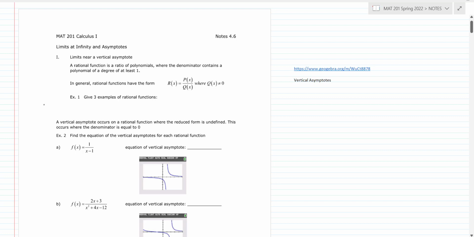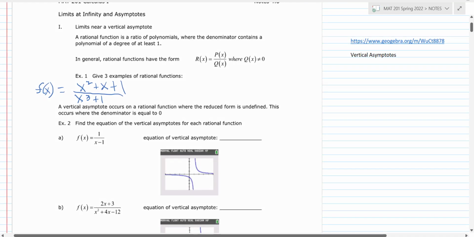So let me give you a couple of examples. F of x is equal to, all you've got to do is just put a polynomial on top. That's good. And put a polynomial on bottom. So that's a good example right there. Another example would be something like this. You could just have a number on top. A number, just by itself, is really understood to be 7x to the 0. So that's considered a polynomial. And then you can put anything you want on the bottom as a polynomial. That is another example of a rational function.